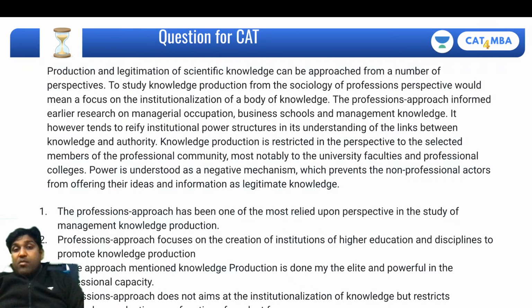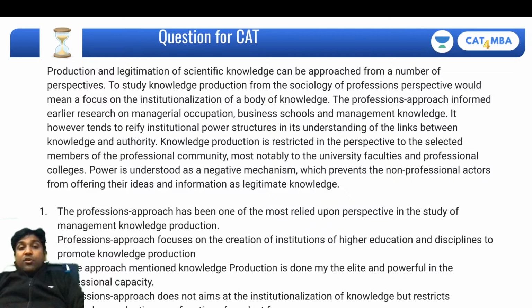Institutionalization of a body of knowledge means that when knowledge is considered to be mainstream, it is part of the body of information which is largely accepted, and everybody reads it, everybody uses it, and everybody considers it to be valid, legitimate, and correct.